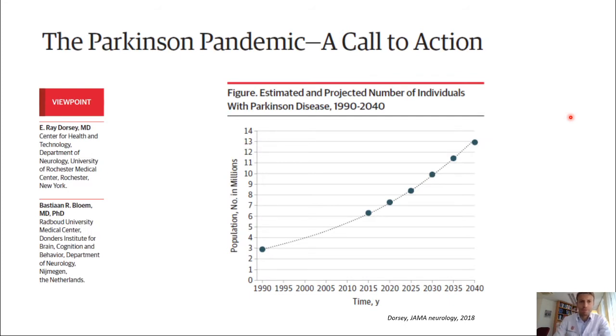Why is this important? As Ray Dorsey and Bastian Bloem already very nicely put in a recent viewpoint, Parkinson's disease is a disease that continues to grow in numbers. Currently in the Netherlands, there are 30 or 35,000 people with Parkinson's disease, and this is a number that will likely double within the next 20 years if the current trend is maintained. So we need to prevent Parkinson's disease from happening if possible. We need to treat it well if it happens.